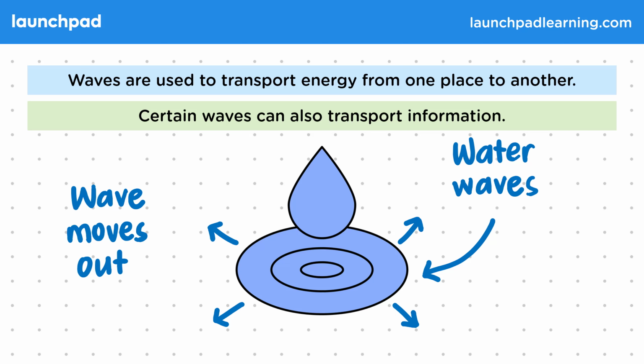In this case, when the drop hits the water, it transfers its kinetic energy to it. The water wave carries this kinetic energy and spreads it out across the water. You could also say that the waves tell us something has disturbed the water, but you normally wouldn't consider this as an example of a wave transporting information. But how exactly is the wave moving, and what happens to the water as it does so?